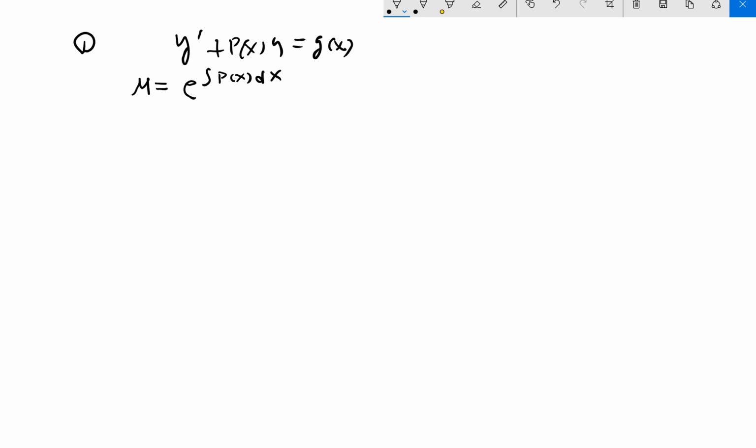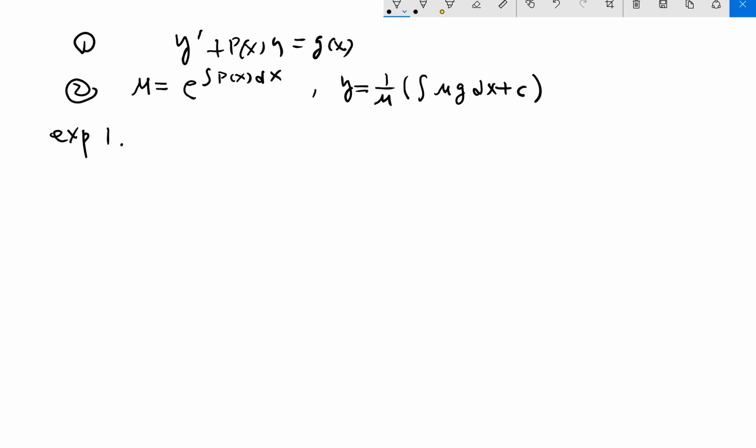Okay. So once you find your mu, then we can find the y, which is our solution. It's 1 over mu times the integral of mu, which is a function of x, and g dx, plus c. We'll call this whole thing equation 2. So if we have been given a linear differential equation, like equation 1, then we can find the mu. If we find the mu, then we can find y. Now let's look at an example, to see what we mean by that.